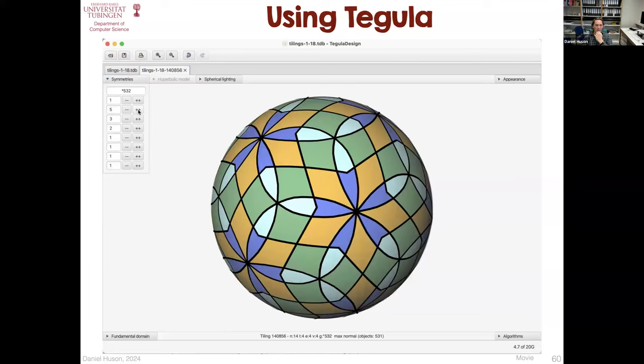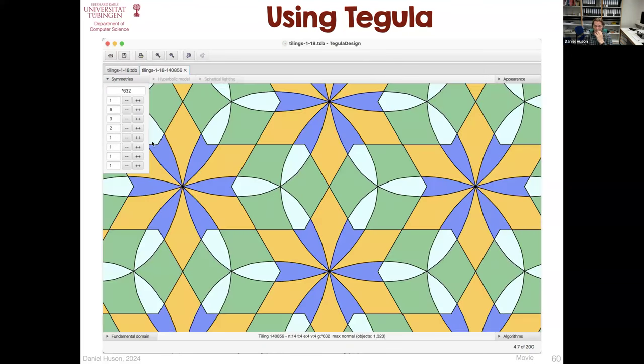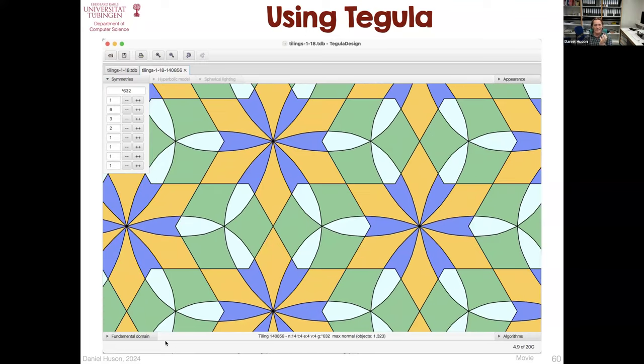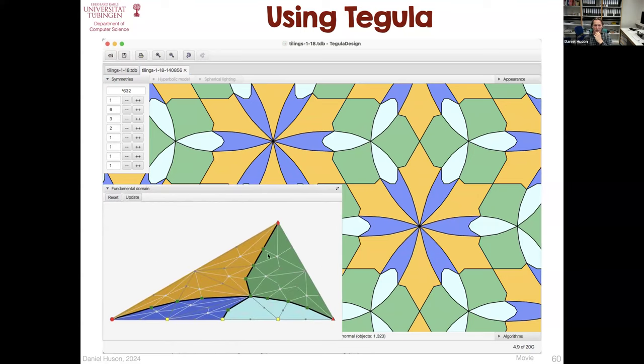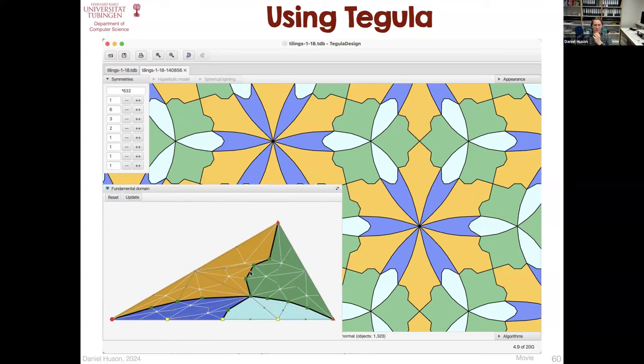And if I don't like the symmetries, I can change the 4 into a 5 or the 5 into a 6. And I say now I've got something Euclidean. I can look at the fundamental domain, and I can change some aspects of the tiling, within what that particular symmetry group allows me to do.